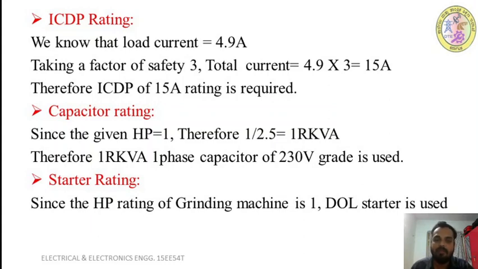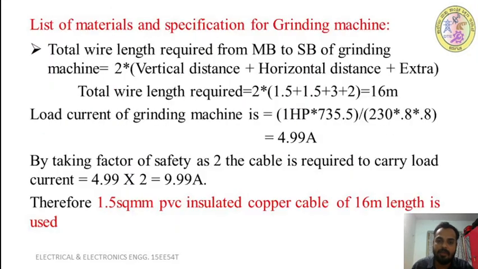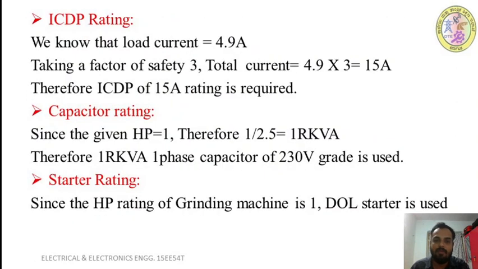So what is the rating of that? We know the load current of that machine, which we have calculated. See here, how much? It is 4.99 ampere. So while calculating the ICDP, you have to take the factor of safety as 3. Then total current is equal to 4.9 into 3, which is equal to 15 ampere. Therefore ICDP, that is ironclad double pole switch, because it is a single phase machine, we are using ICDP of 15 ampere rating.